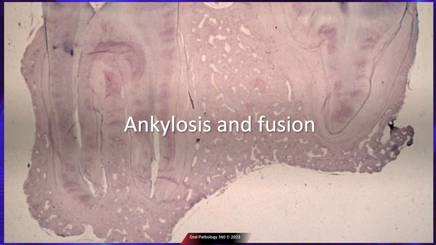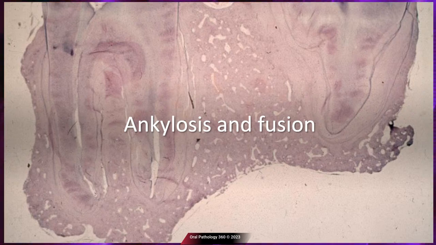One of the consequences of hypercementosis is ankylosis and fusion. I mentioned concrescence when we talked about the twinning of teeth in the developmental disorders, but concrescence, which is the fusion at the cementum level, is not a developmental disorder, essentially. It's an acquired disorder because the teeth are so close together.